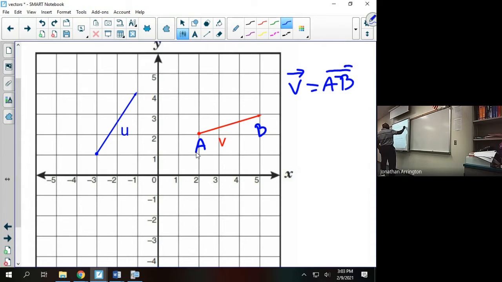AB. Now, when I write a vector with 2 points, where 1 point is the initial and 1 is the terminal, the initial point must go first and the terminal point must go second. So the vector AB is different from the vector BA. Principally, they go in opposite directions. So if the vector was BA, the arrow will be pointing at this end.